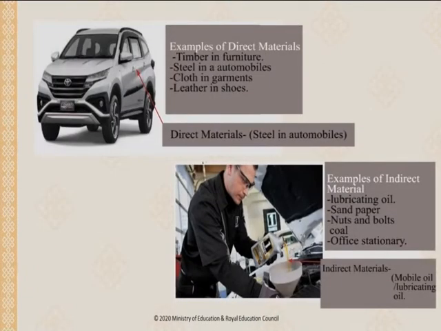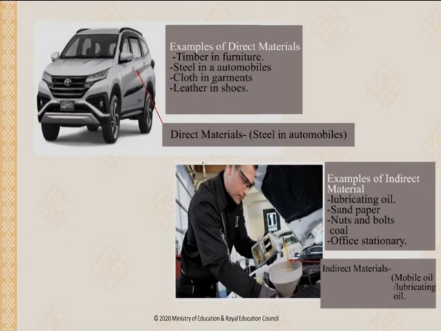Okay, next we have the pictorial presentation. Whatever I have explained or whatever you have looked at in the slides, now I have the pictorial presentation for your better understanding. In the first picture you will see the direct material. In the case of automobiles, whatever part becomes a finished product, you can directly see the steel there. That is considered the direct material, and other examples are also given, you can go through them. Then in the second case we have indirect material.